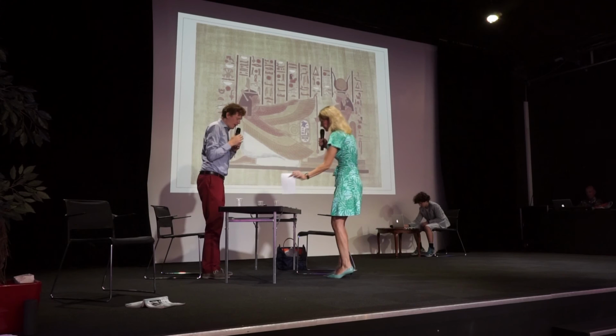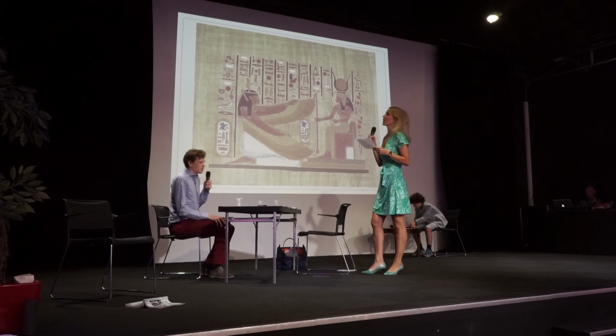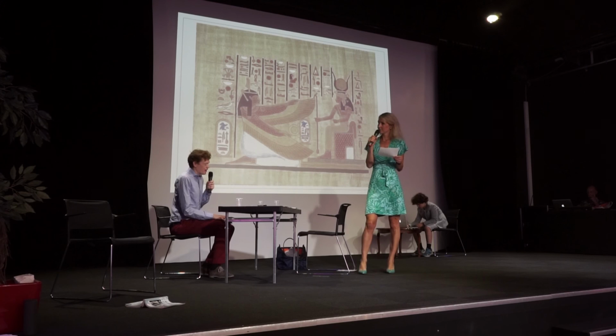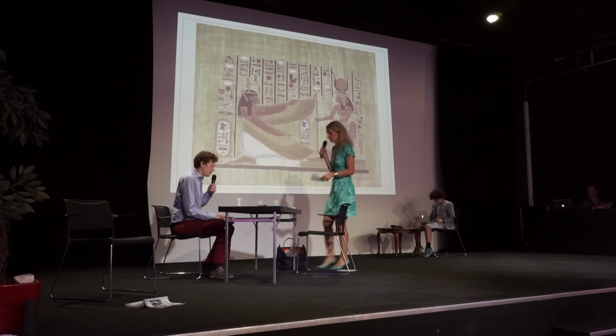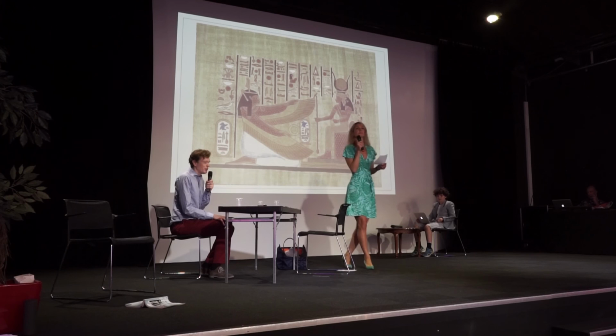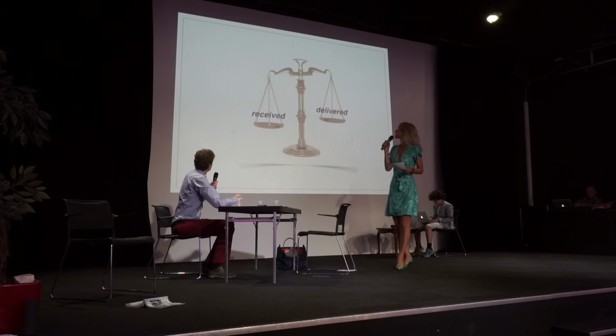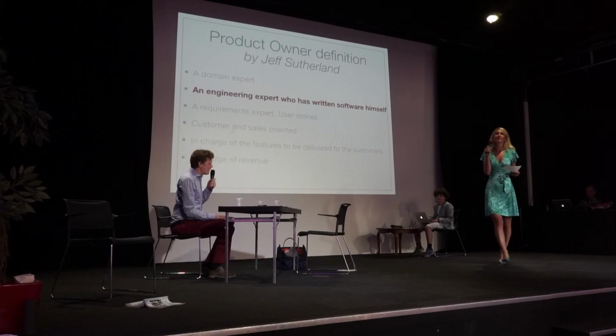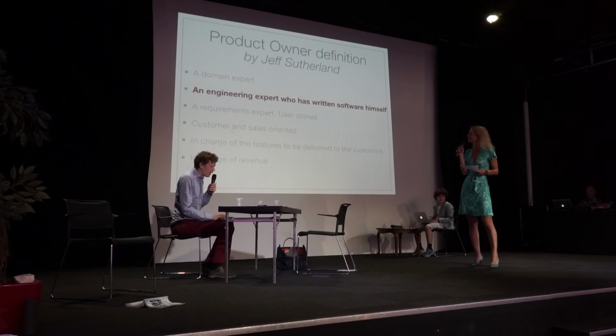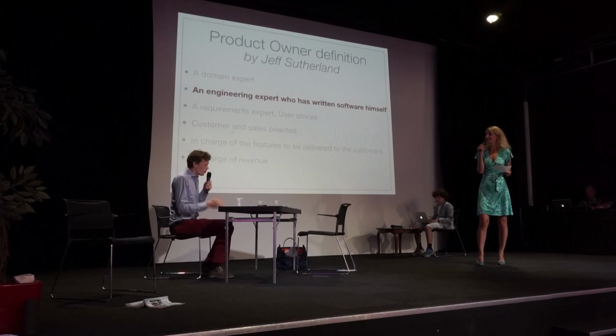Well, I've certainly seen the kind of problem you're describing too. Especially old project managers seem to be problematic in this aspect. But, well, when reading Roman Pichler's book about product ownership, it's clear, however, that what you're describing is an anti-pattern. A product owner needs to be qualified. So, Jeff Sutherland says, a product owner needs to be a domain expert. He needs to be an engineering expert who has written software himself, in fact. He needs to be a requirements expert, and he needs to be sales-oriented as well. And he's in charge of what features are to be delivered to the customers. And he's also in charge of the revenue for the product.